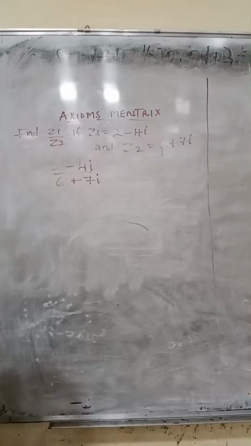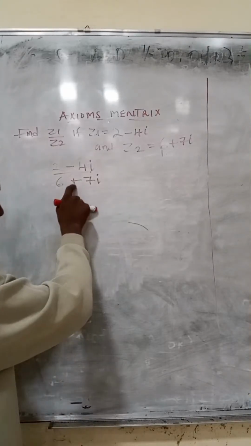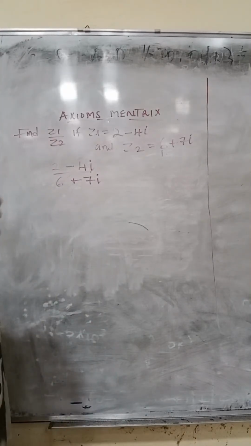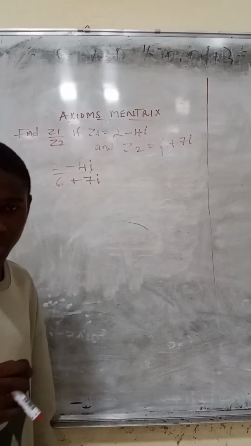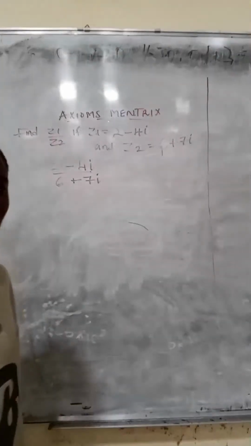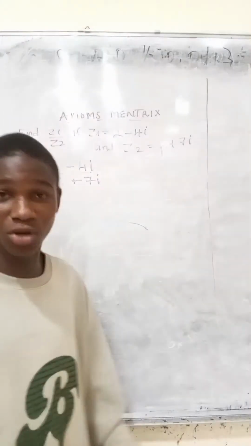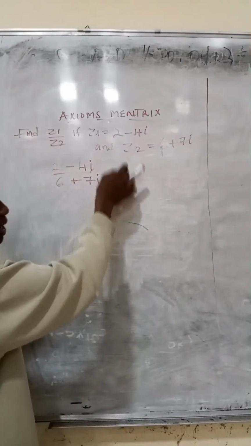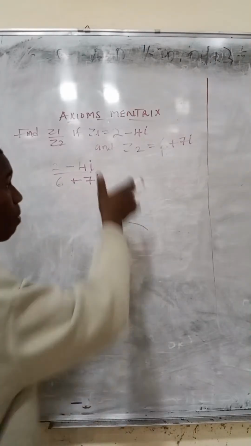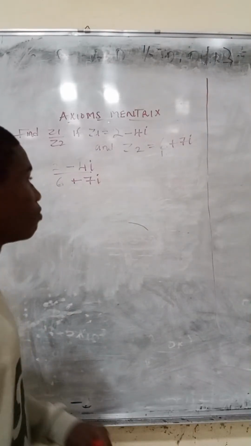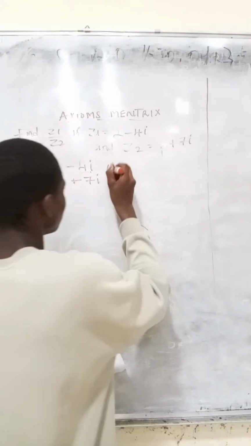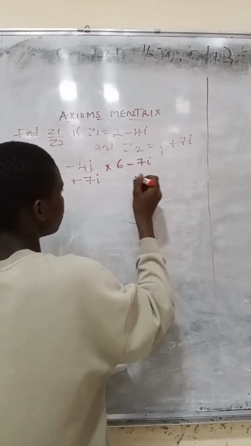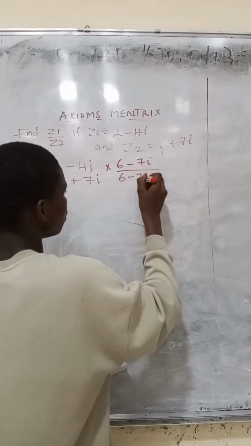Hope I'm not confusing you. Forget my grammar. So it's just changing this sign to a negative sign, and I'm going to do it the same way I did surds. If you remember what we did in surds, we did rationalization. Rationalization simply means you use the conjugate to multiply up and down. So the conjugate is 6 minus 7i over 6 minus 7i.